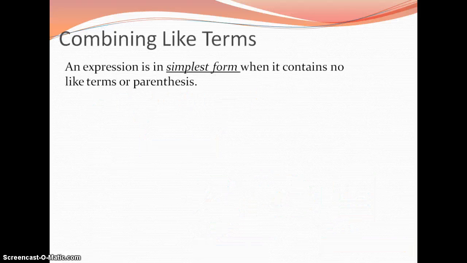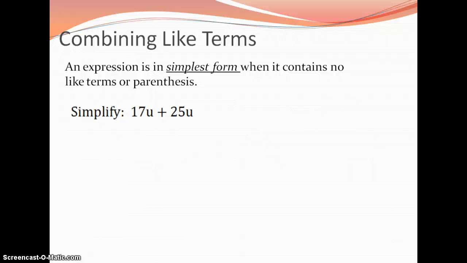Combining like terms: an expression is in simplest form when it contains no like terms or parentheses. So when we go to simplify, we want to try to combine everything we possibly can and get rid of parentheses. Our final answer should contain no parentheses, no like terms. If your answer does have like terms or parentheses in it, it is not fully simplified.